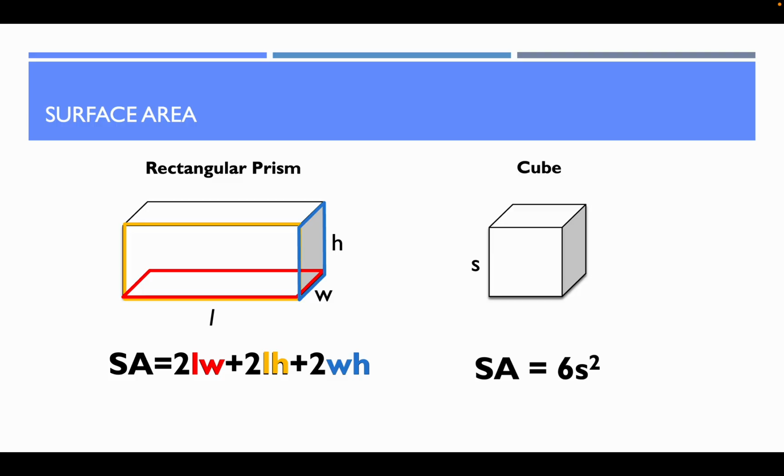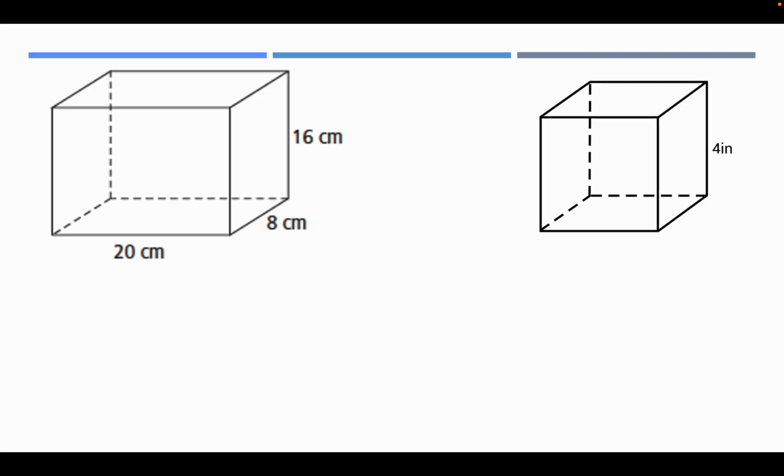For the surface area of a cube, when you calculate the area of that front square, that's s squared. And since all 6 sides of the cube are equal in size, we can multiply that by 6. Let's try these two examples applying that formula.